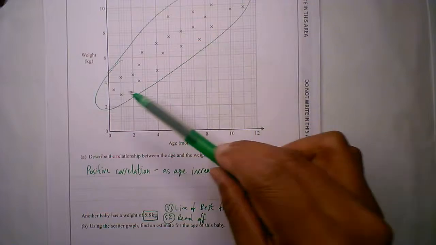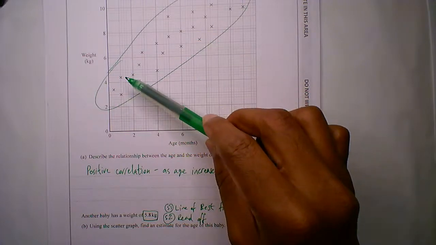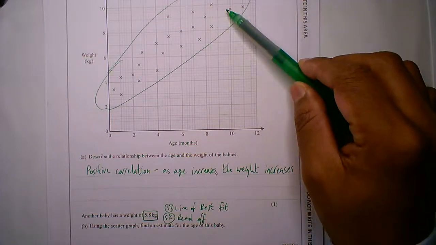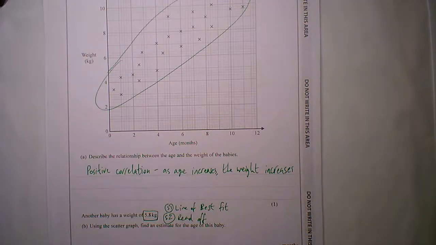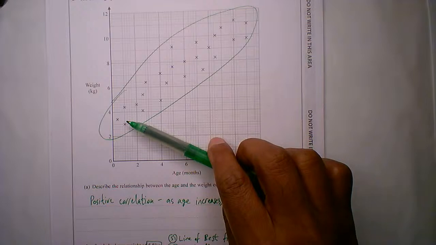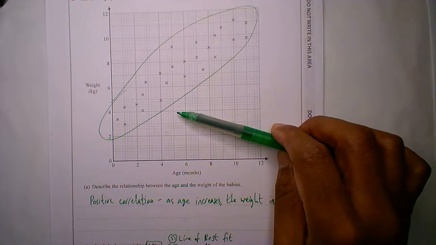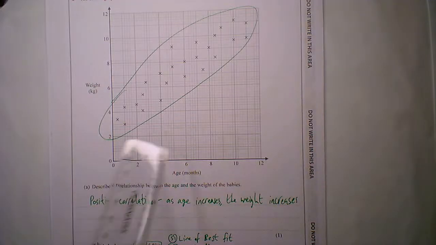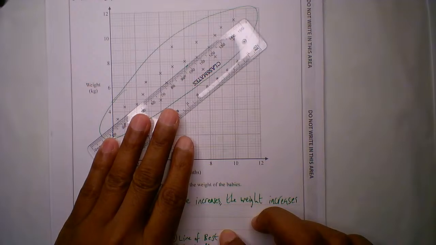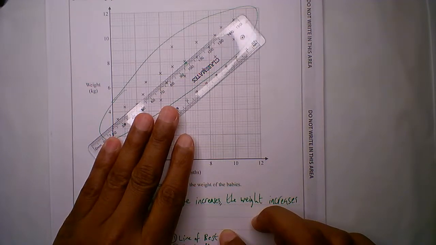So if I count this, how many values do I have? 1, 2, 3, 4, 5, 6, 7, 8, 9, 10, and so on up to 25 values. I've got 25 values. So I want to have the same number of values above the line and below the line. Now, it's important to use a pencil so that you have the same number of values above the line and below the line, as best as you can.